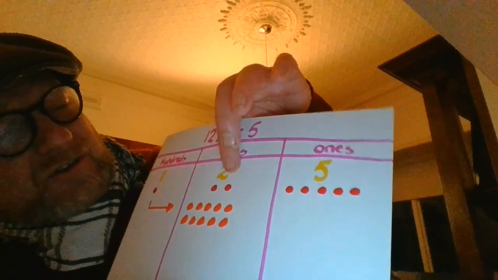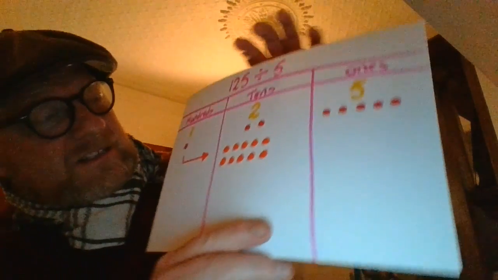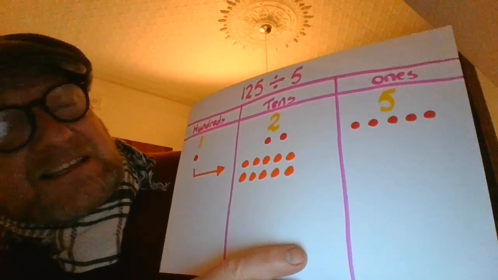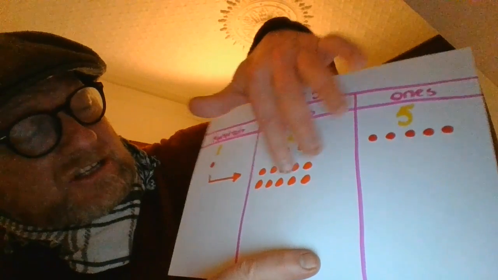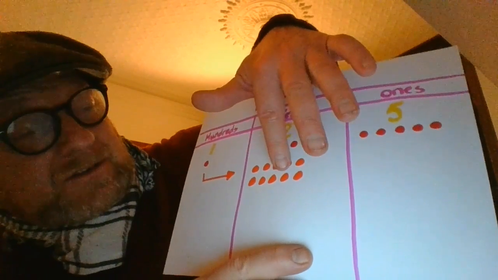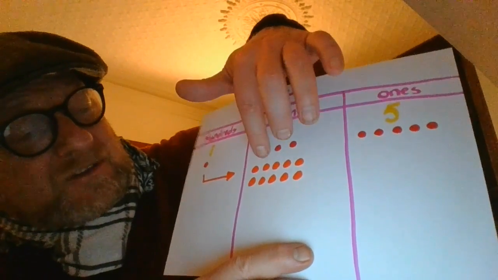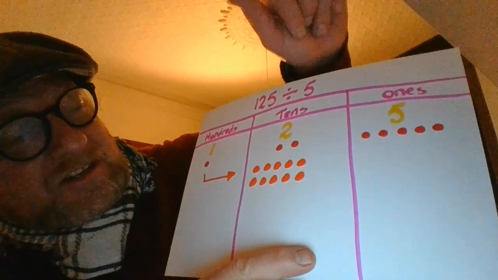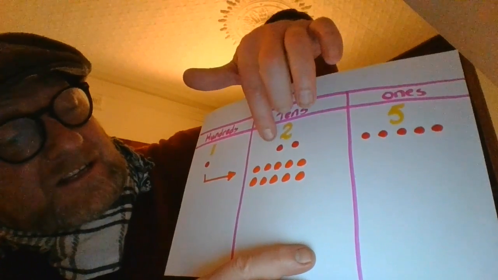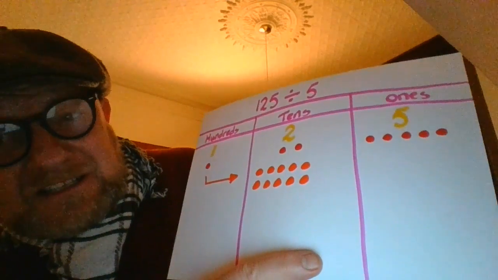We have 2 tens and we have 5 ones. Now does 5 go into 1? It does not. So in the tens column, we move to the left and put 10 in. The 10 tens equal 100, and we move that across here. Now, does 5 fit into 12? It does, and it fits twice.